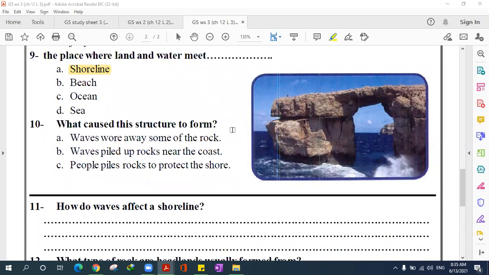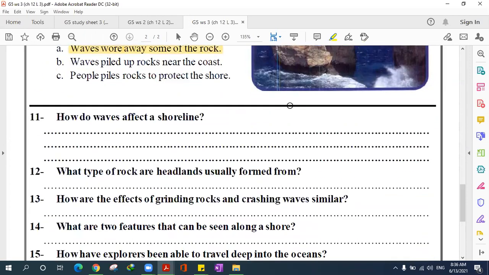Yes, Schlock. Number 10 says, what caused this structure to form? The picture you see on the right. What caused this structure to happen? Was it waves wore away some of the rocks, or waves piled up more rocks, or people piled rocks to protect the shore? A. Try to focus. Yes, well done. A. Waves broke down all the parts of the rocks that are soft, leaving only the hard ones. Yes. This is actually what we call the sea arch.